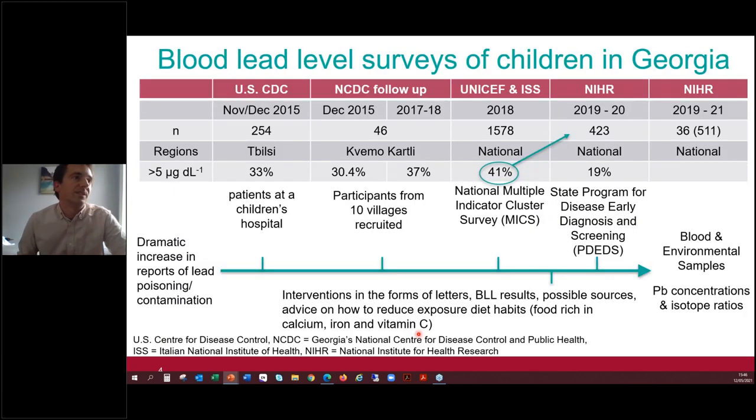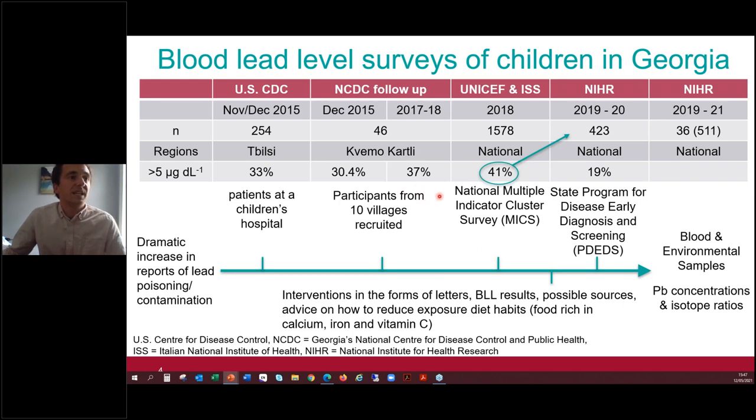A bit of background on blood lead level surveys of children in Georgia. Following a dramatic increase in the number of reports of lead poisoning and lead contamination, the Georgian Center for Disease Control, in collaboration with the US Center for Disease Control, performed a survey at their major children's hospital in 2015. They found that a third of the children at the hospital had levels of lead above the action level of 5 micrograms per deciliter. The Georgian Center for Disease Control also did a survey of more rural areas, and they found similar proportions of participants above the action level. When they had a follow-up survey in 2017 and 18 of the same participants, they found that this proportion had increased.